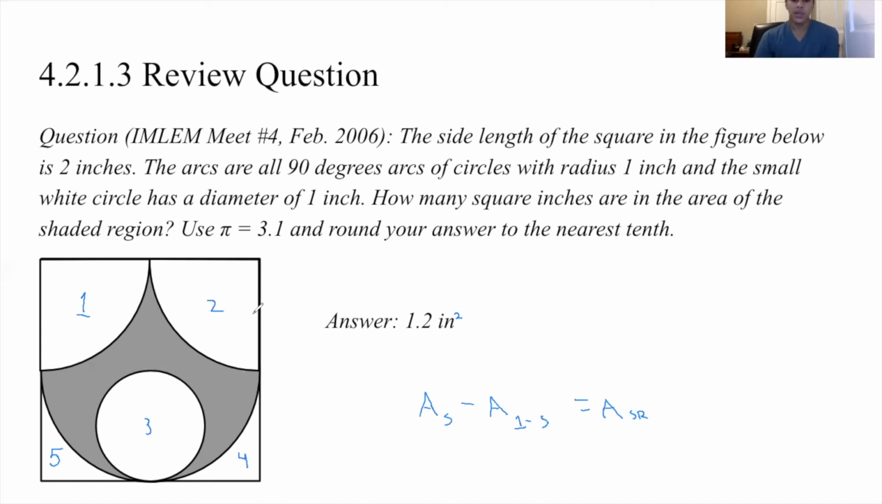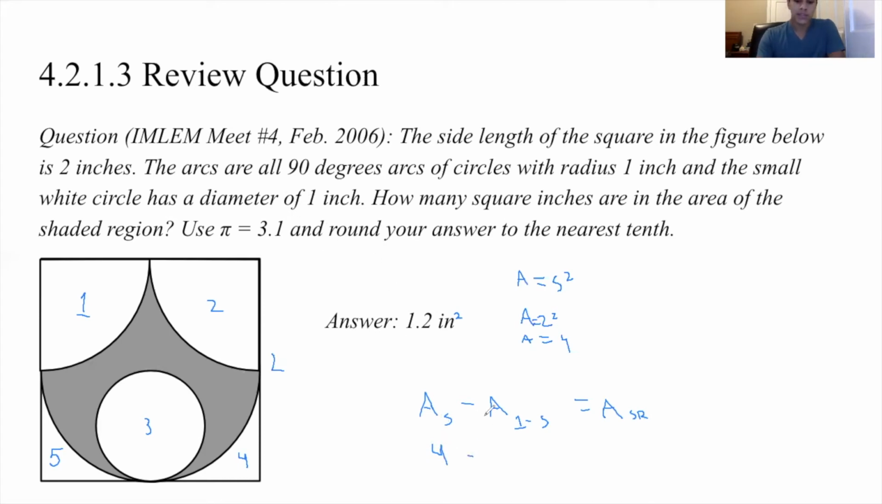So now my job is first to find the area of the square, because that's the first thing in this formula I wrote. It says the side length of the square in the figure below is 2 inches. That's pretty simple. We know that the area of a square is side squared, and since the side is 2 inches, the area is 2 squared, which is 4. So the area of the square is 4 inches squared.